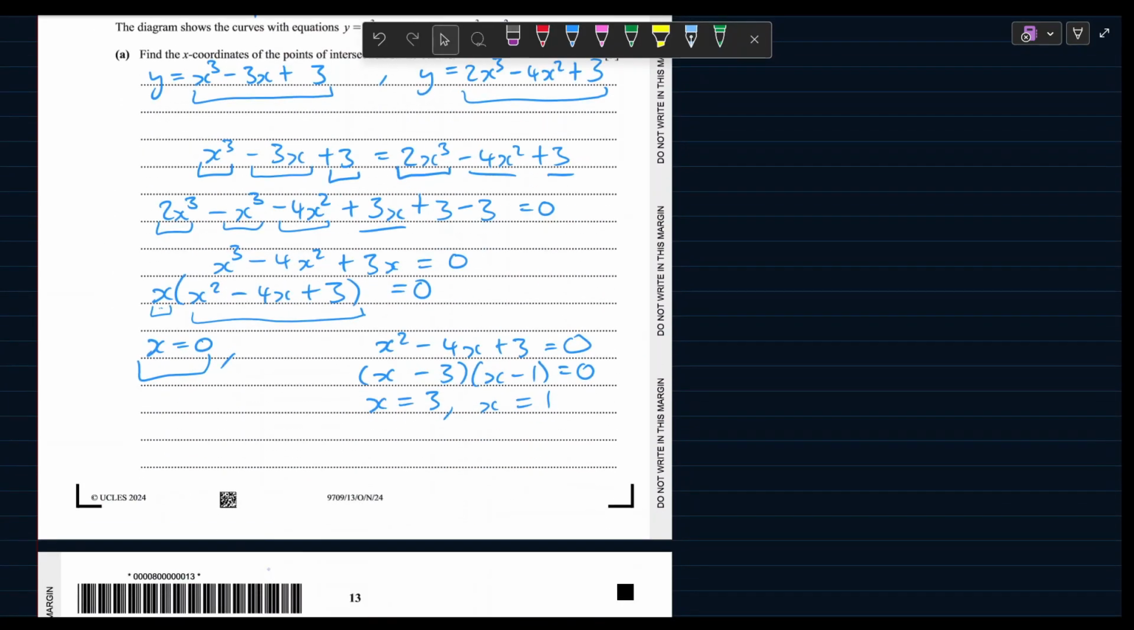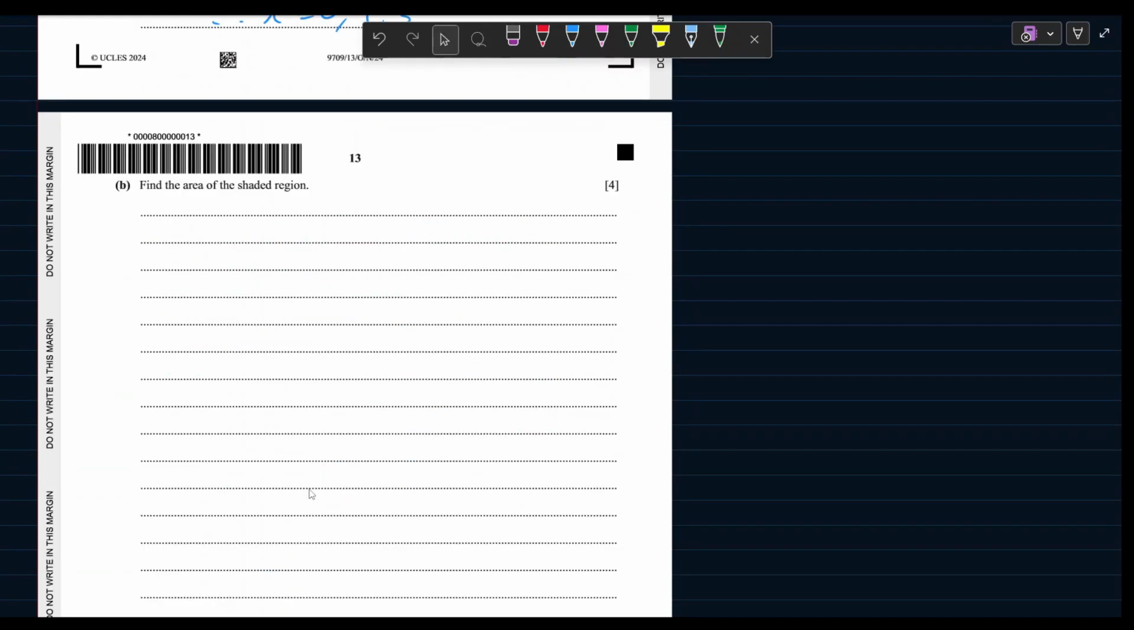Those would be our three answers. Let's just conclude at the bottom: x is 0, x is 1, x is 3. Part B says find the area of the shaded region.